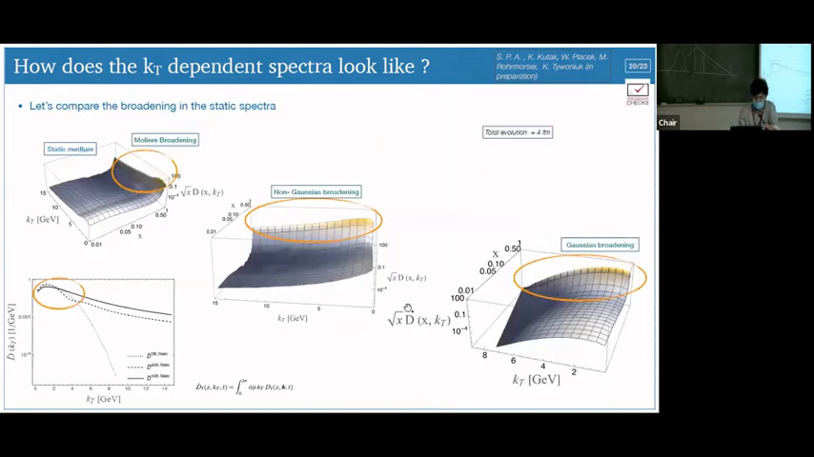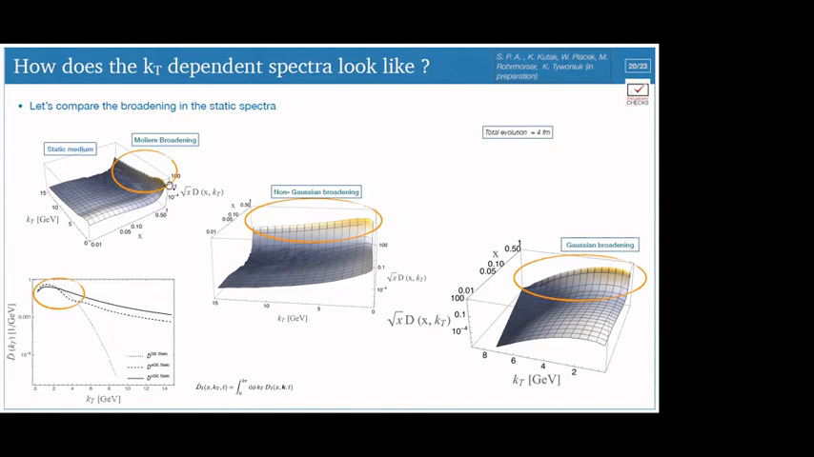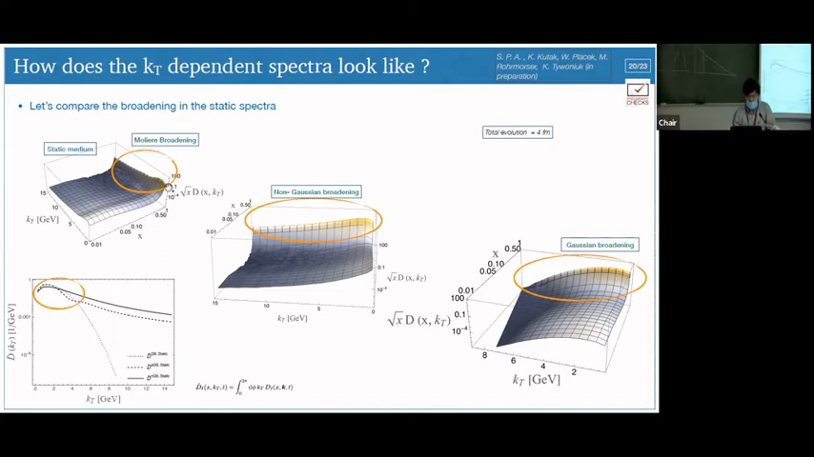So we also tried to see what the distribution looks like in the KT and X space. At a very high X, you have this initial jet particle into the medium, and you see that due to these initial conditions, the broadening is recovered over here. For the static medium, you see the Molière kind of distribution at a very high X, which is basically the initial condition that we imposed.